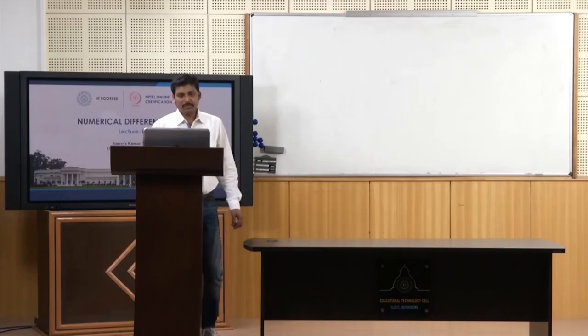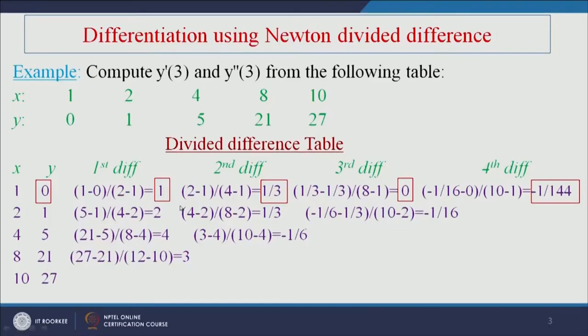This present table I already discussed in the last lecture, that is how we can find the first order difference, second order difference, third order difference and fourth order difference. If a tabular value is given to us, like x equals 1, 2, 4, 8 and 10, and the corresponding y values are given as 0, 1, 5, 21 and 27, suppose. How can we compute the derivative of this function y at a point 3, suppose, and the double derivative also at that same point? So first we have to go for the divided difference table.